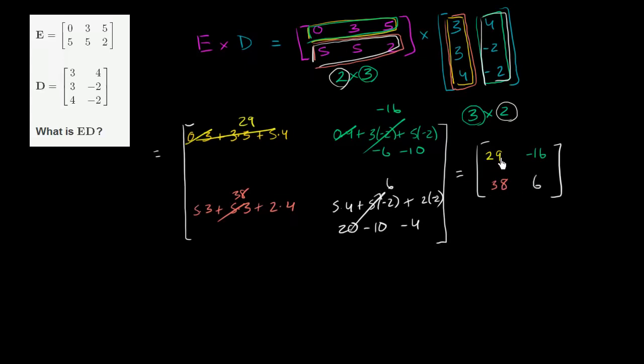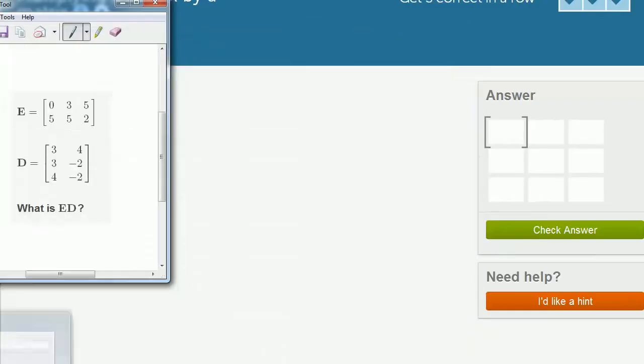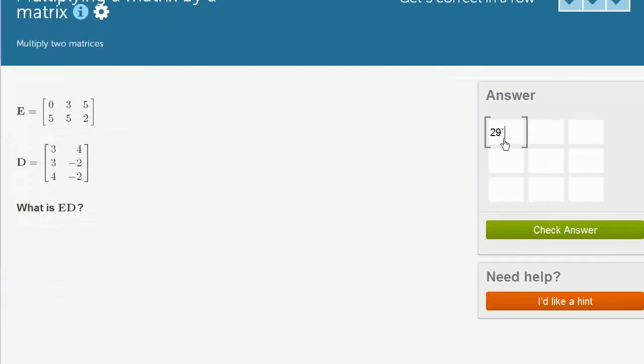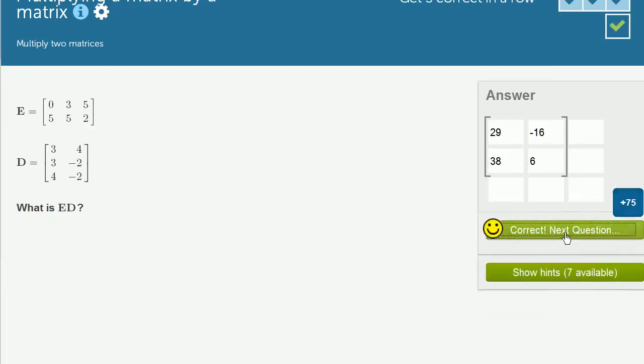So this all became 29, negative 16, 38, and 6. Let's check our answer. And we got it right.